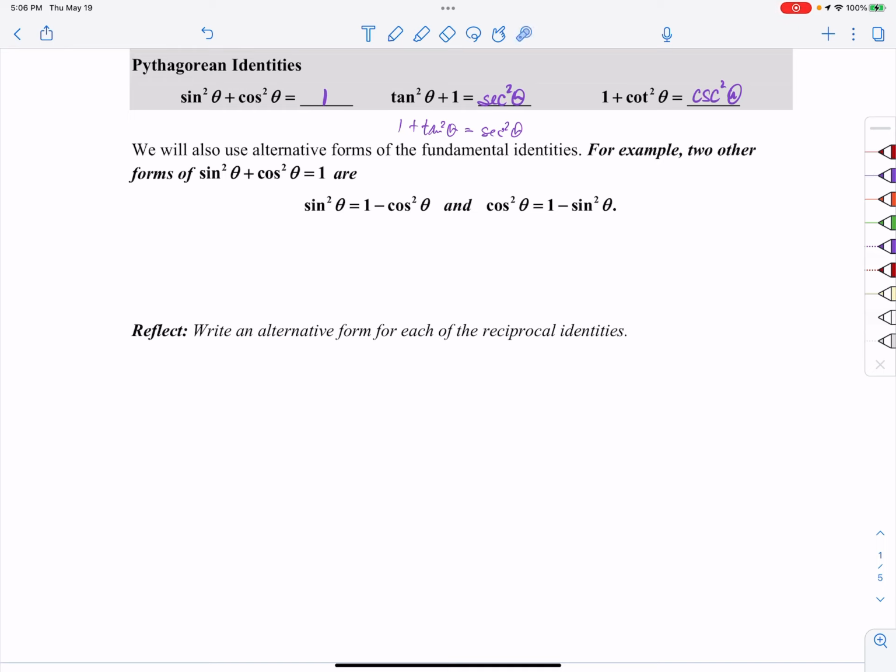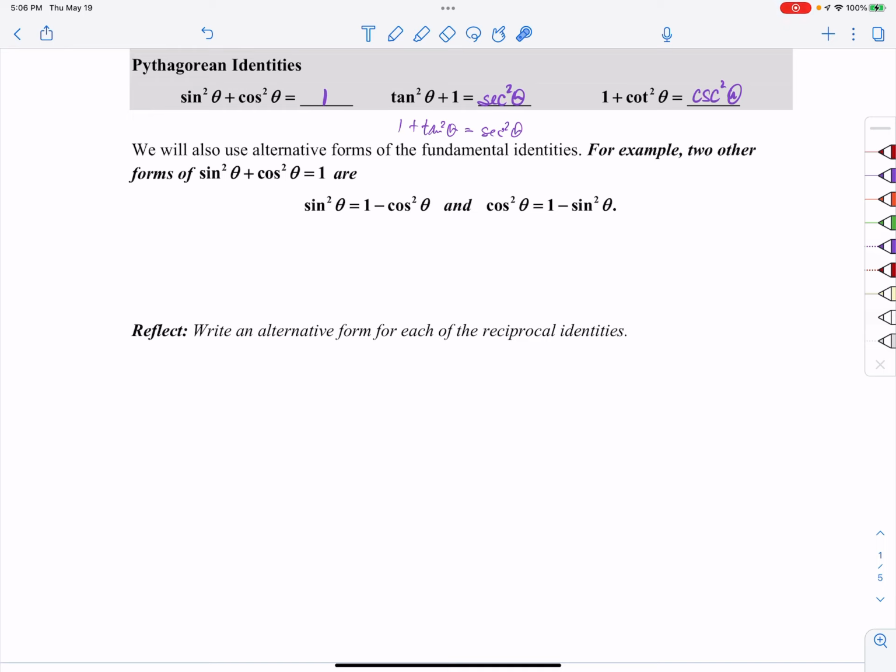So you'll notice here that they've taken the original Pythagorean identity and they isolated the sine squared by subtracting cosine squared on both sides. So this is a manipulation of this identity. It's the same identity. It's just simply a manipulation. It's a reworking, a revamping of the same identity. Same thing with this one, where you have cosine squared isolated.